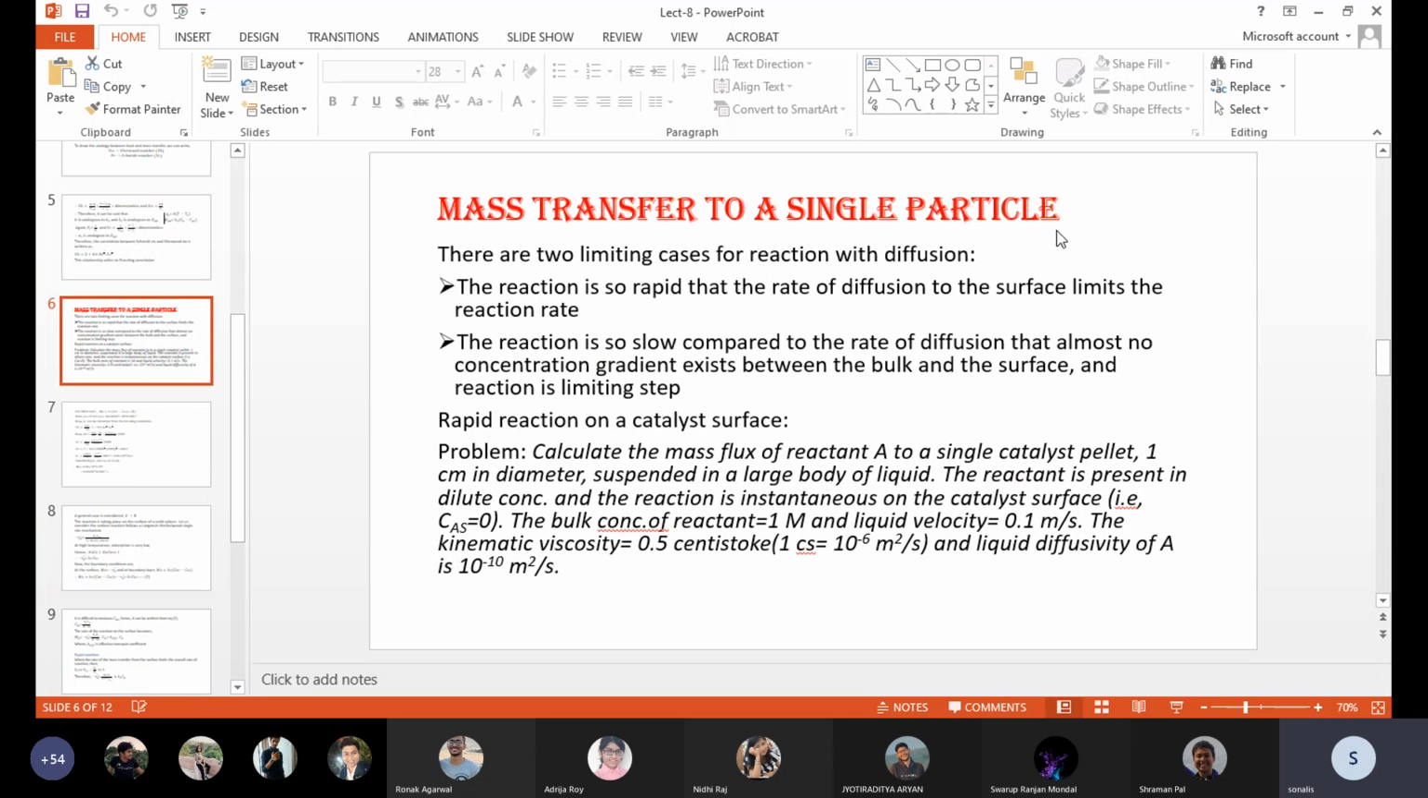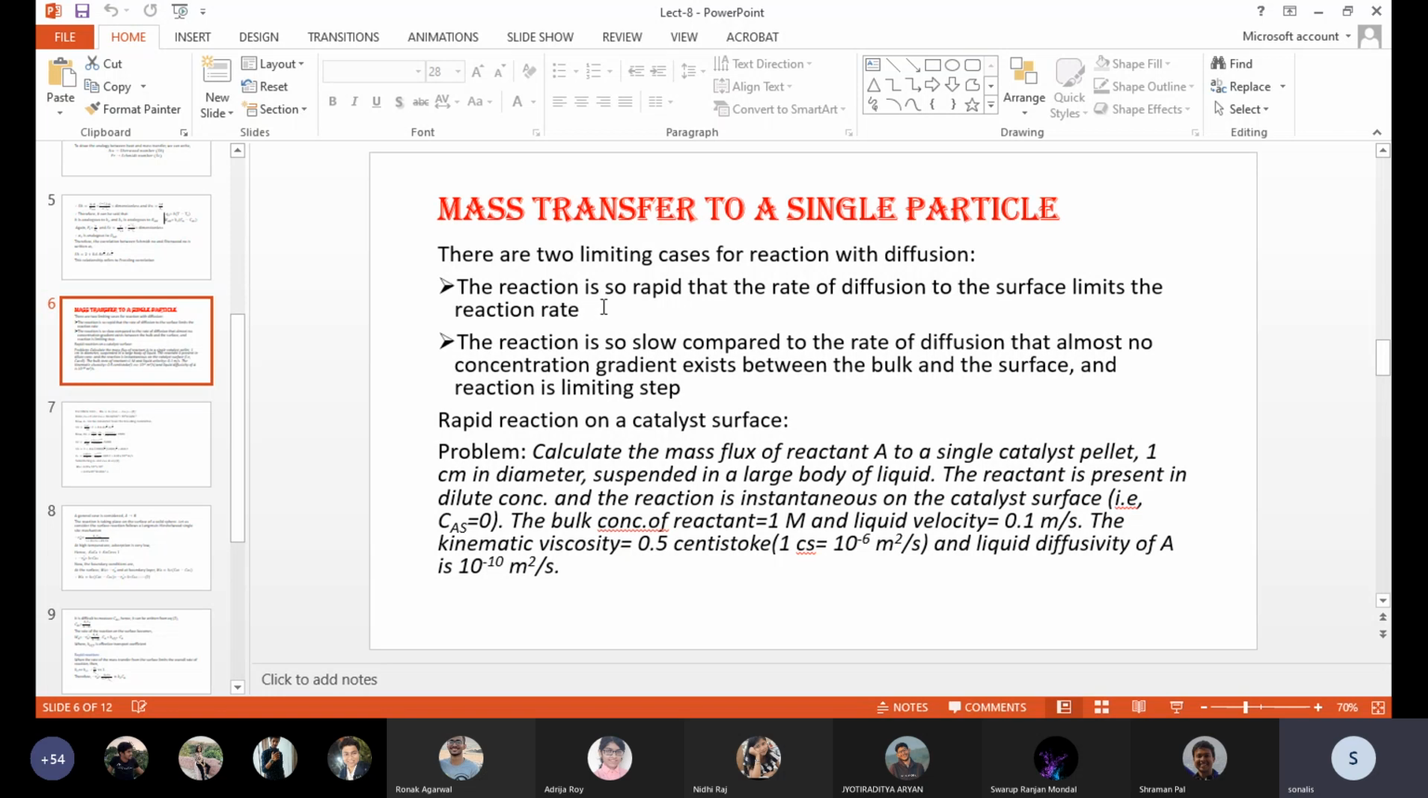Mass transfer to a single particle. Here we don't consider the whole bed of catalyst particles. Let us consider only a single particle. In that case, we have to consider two phenomena: one is the diffusion, another one is the reaction on the catalyst. There may be two situations, two limiting cases.